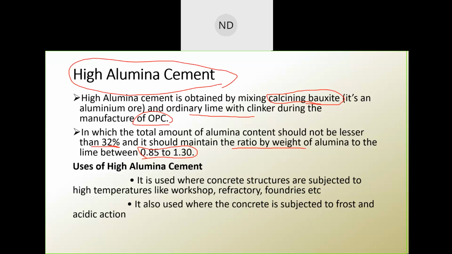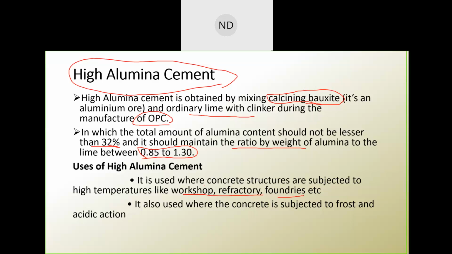Okay, it is used where concrete structures are subjected to high temperatures, like workshops, refractories, those places where your structure has to deal with high temperatures. It may be workshops, refractories, or factories also. In those places where there are constant fires and high temperature, high alumina cement can be used.